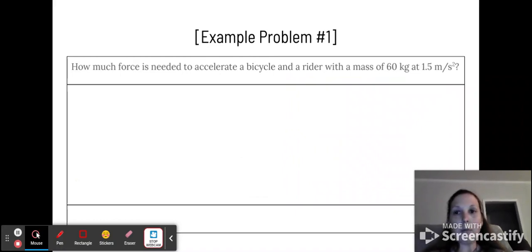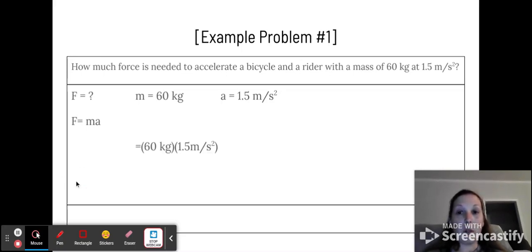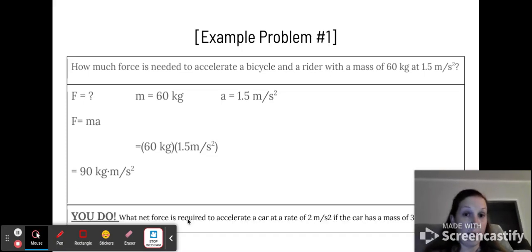So let's look at this example. It says how much force is needed to accelerate a bicycle and a rider with a mass of 60 kilograms at 1.5 meters per second squared. So we know we're looking for force. We know the cumulative mass that we're looking at is 60 kilograms, and the acceleration that we're trying to reach is 1.5 meters per second squared. Our formula is F equals ma, so we just plug that straight in, and 60 times 1.5 comes out to 90 kilograms times meter per second squared, or 90 newtons. You can use either one there.